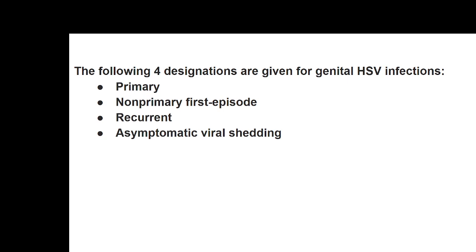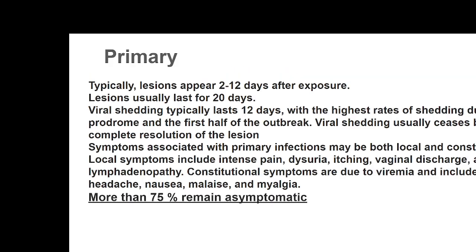From the clinical point of view, considering the possibility of genital spread of these infections, they are categorized into 4 categories based upon the clinical presentation: primary, non-primary first episode, recurrent, or asymptomatic viral shedding. Primary is typically when the patient's lesions appear 2 to 12 days after sexual intercourse, and usually last for 20 days. Viral shedding also lasts for about 12 days.